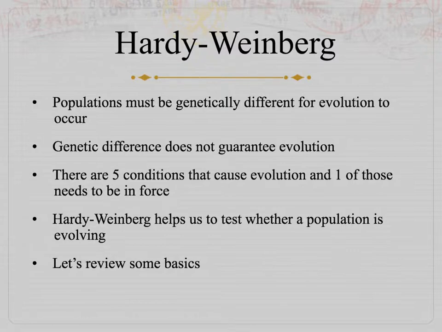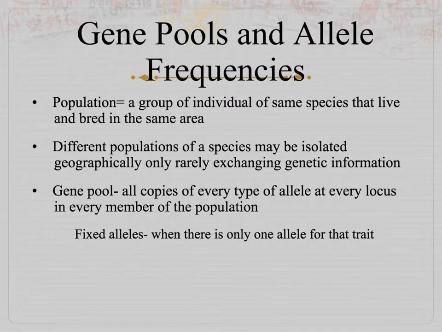Now let's get to that Hardy-Weinberg that we've talked about several times. So we know in order for evolution to occur, populations have to have some genetic differences. But genetic difference does not necessarily guarantee that a population will evolve. There are 5 conditions that cause evolution, and we've gone over those. And at least one of them needs to be in force. So what Hardy-Weinberg allows us to do is to test whether a population is evolving. So let's review some of the vocabulary there.